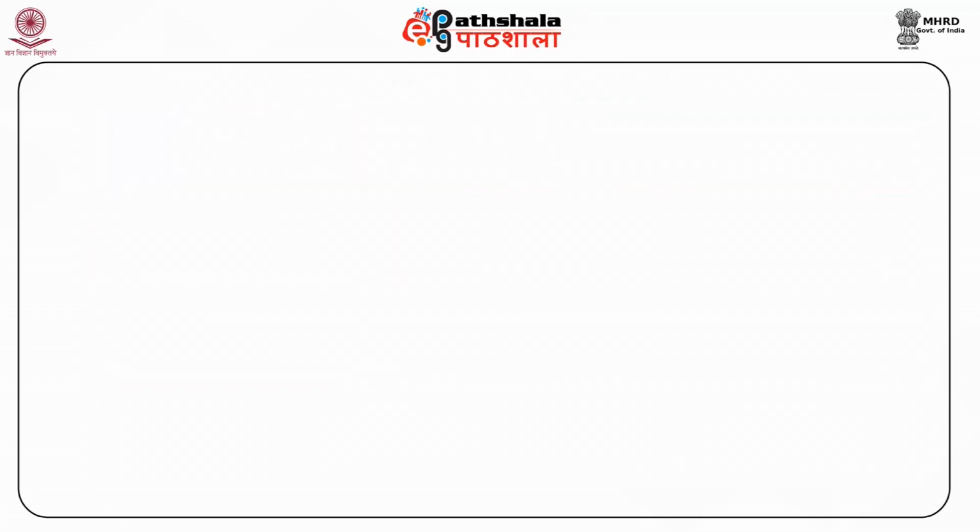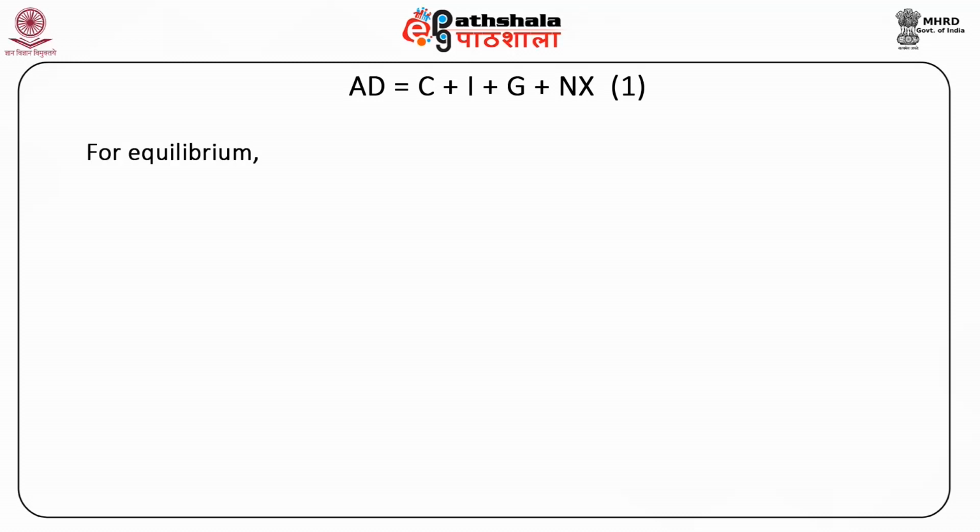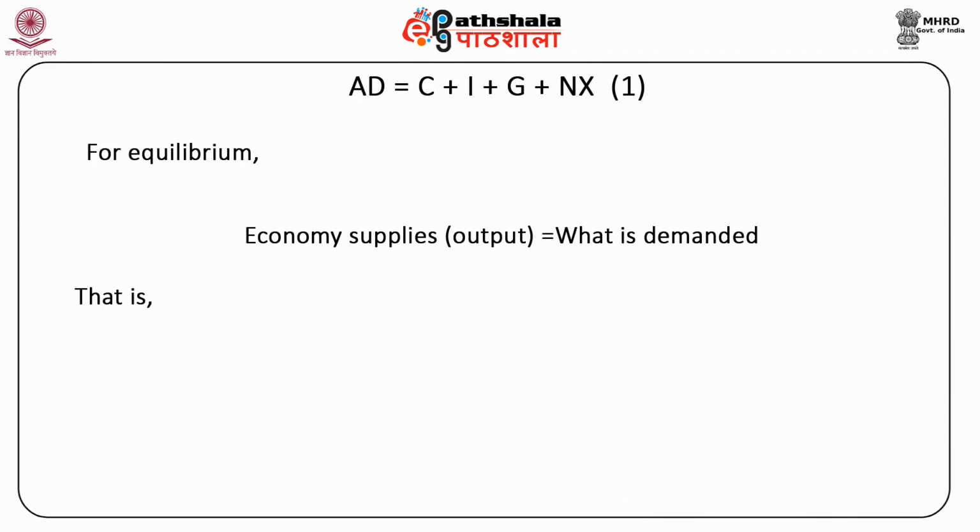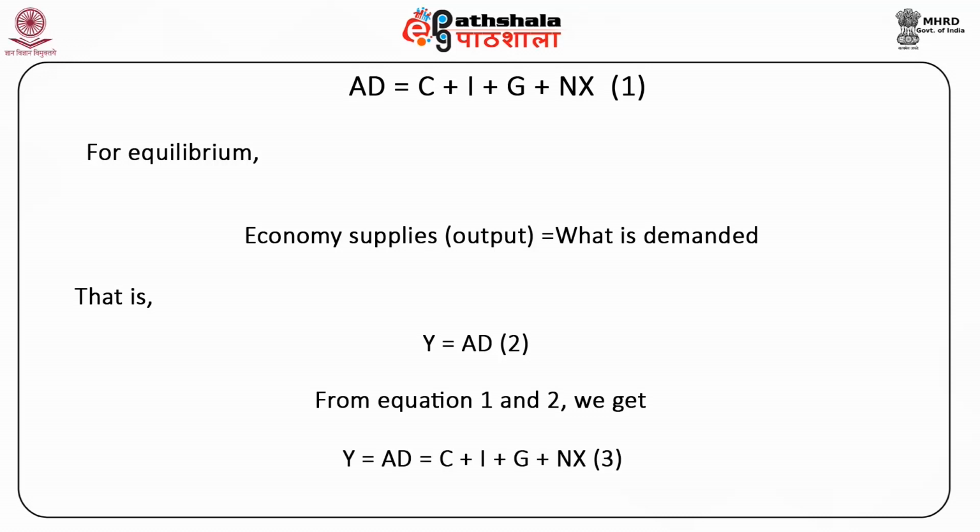Expressing these in equation form, we get AD is equal to C plus I plus G plus NX, which is equation 1. For equilibrium, it is required that economy supplies output that is equal to what is demanded. That is, Y is equal to AD, equation 2. From equation 1 and 2, we get Y is equal to AD, which is equal to C plus I plus G plus NX, equation 3.